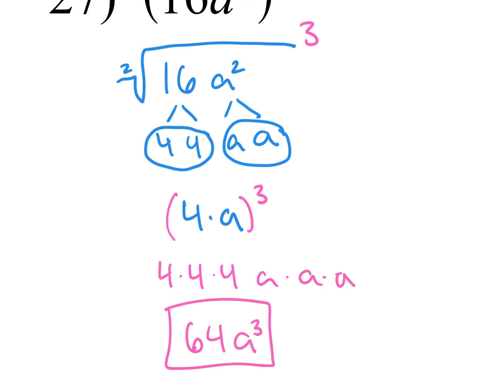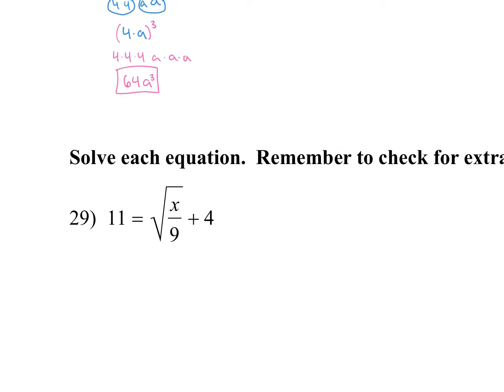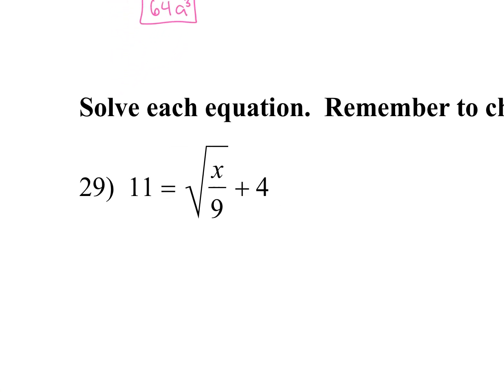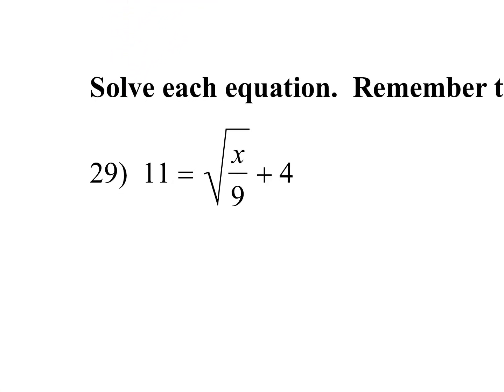So that's our answer. So for 29, we just have to solve the equation. What should I do first? Times 2. I want to move that 4 to the other side. Minus 4. So I subtract 4. So 11 minus 4 would be 7. So 7 is equal to the square root of x divided by 9.